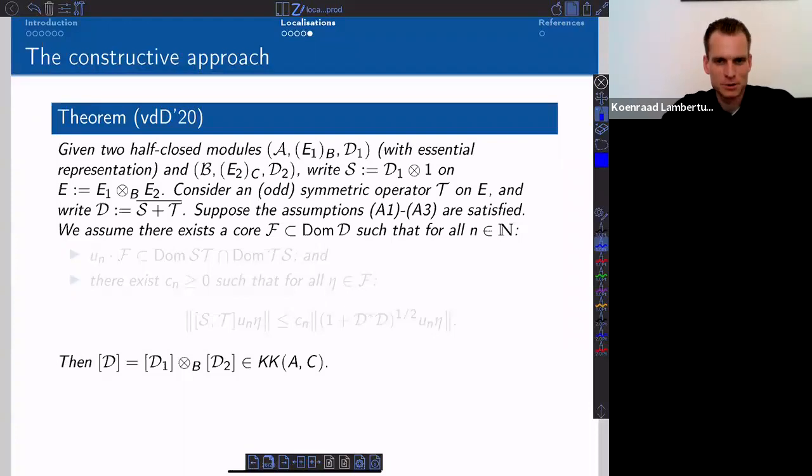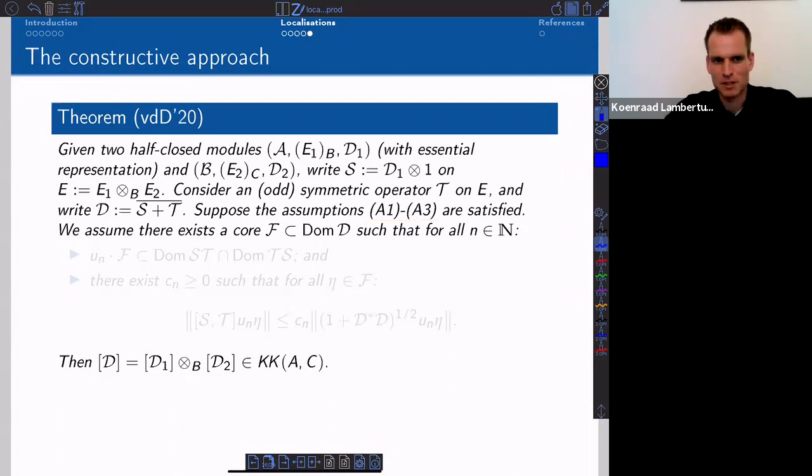So for this, we do the following. We have the same setting as on the previous slide. Consider these operators S and T. We assume that these assumptions I just wrote down are satisfied. And then we want to guarantee that also the positivity condition is satisfied.